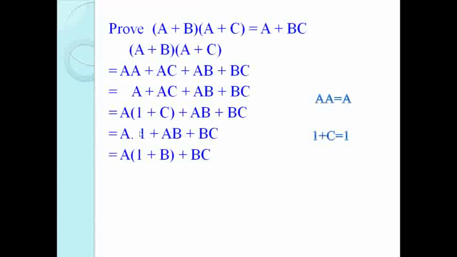Again, A common from the two terms, so A(1 plus B) plus BC. And again you know 1 plus B is 1. So A into 1 plus BC. So this is your final answer, A plus BC. So left hand side equals right hand side.